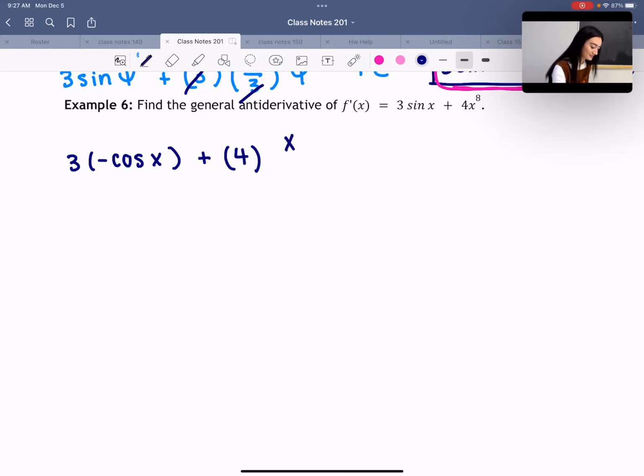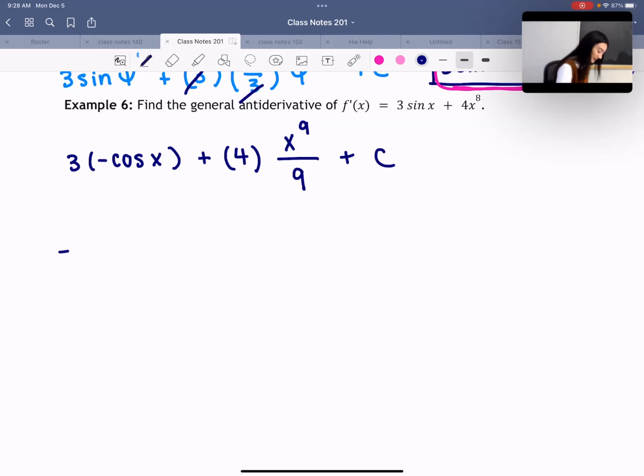X to the 9 over 9. Perfect. You add 1 to the power and you divide by that same new power. So that's kind of the reverse power rule. What did I forget to write? Let's see. Perfect. All right. I'm just going to clean this up a little bit.